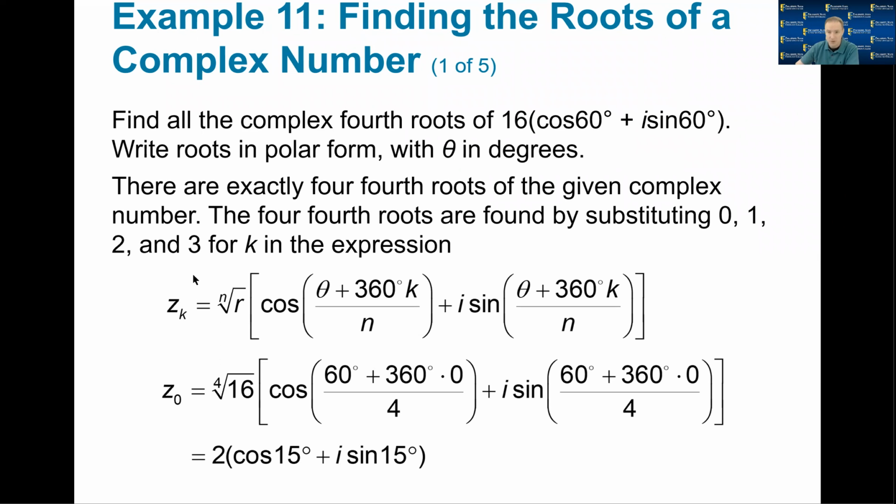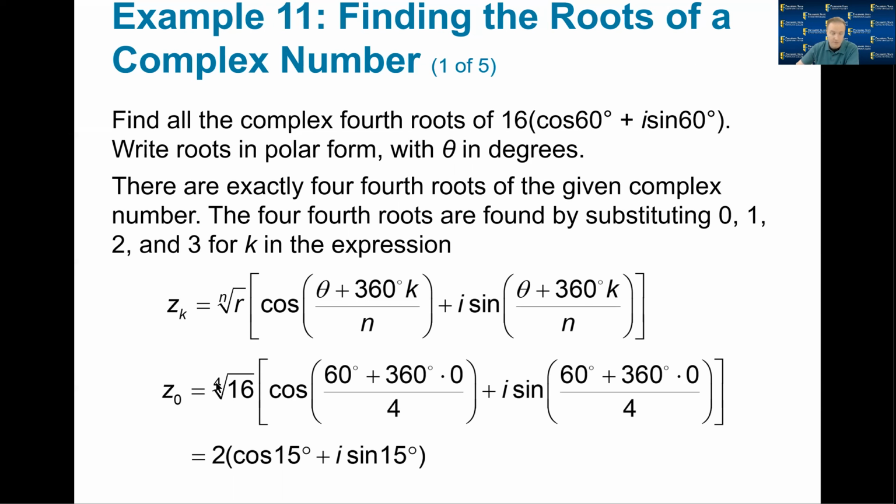The first solution occurs when k is 0. So my formula is asking me to take the nth root of the r value. Well, the 4th root of 16 is just going to be 2. I could have put a 2 there, but I wanted you to see I'm taking the 4th root of 16, and then times the group. I'll have the cosine. Theta is just your initial angle that you had within here, so it's in degrees. And then you'll say plus 360 degrees times 0. That's the value of k, all divided by the n value.